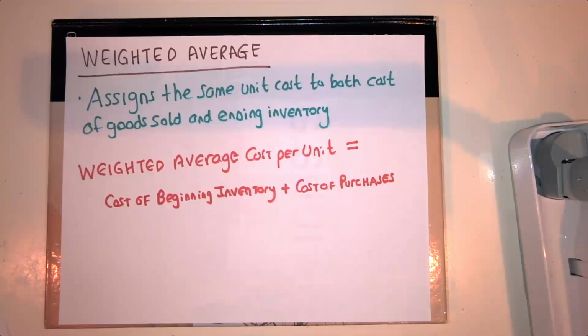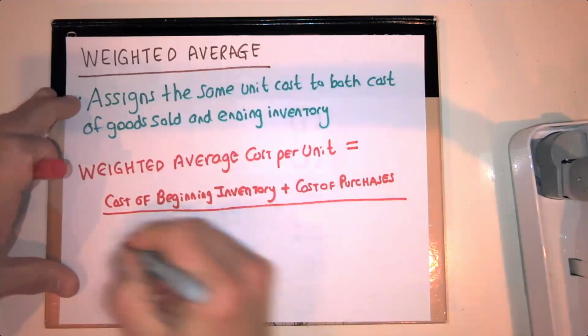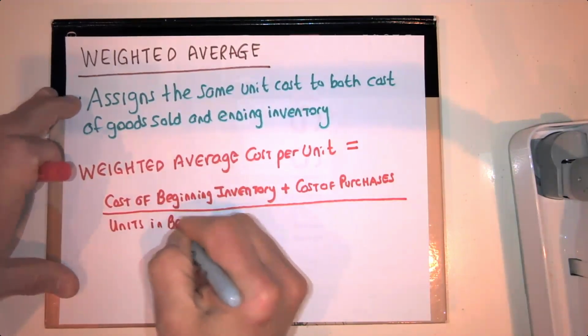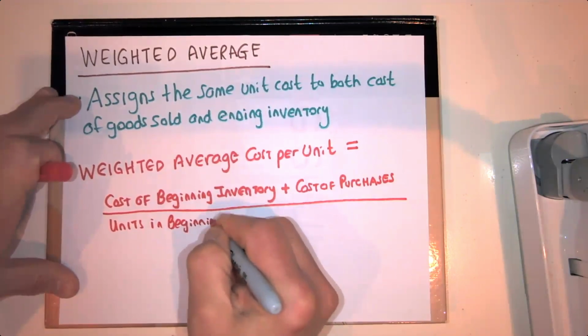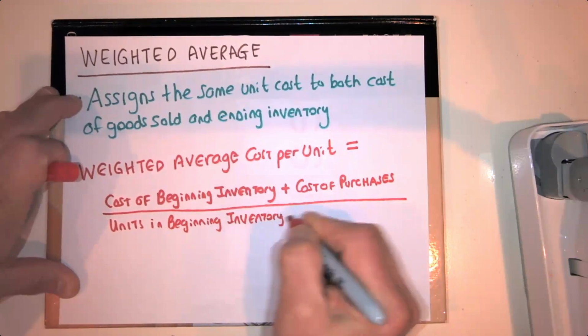The cost of goods available for sale, the cost of goods we would have been able to sell to our customers. So we'll take that cost of goods available for sale and divide it by the number of units that are available for sale: the units in our beginning inventory plus the units that we purchased.